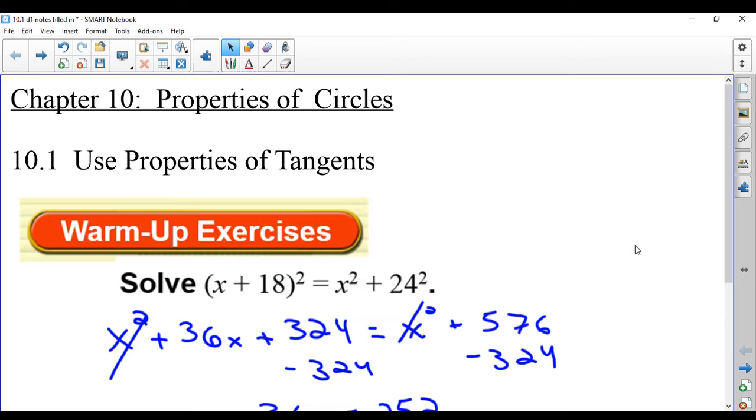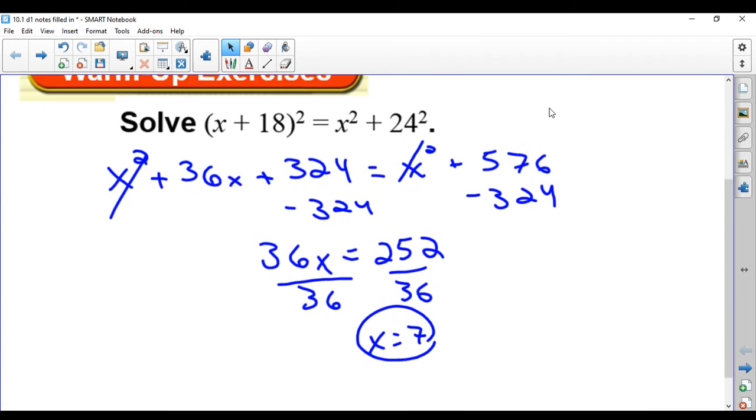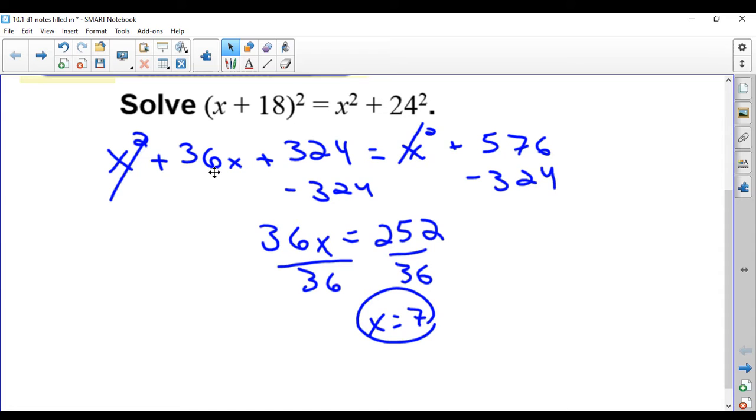Section 10.1 is called Use Properties of Tangents. But like I said, today is mostly just looking at some vocabulary and all the different terms that we're going to use. This warm-up exercise is really just to remind you that when you square a sum, make sure that you get that middle term. If you need to, write it out as x plus 18 times x plus 18. But the rest of this you can look at in the completed notes.